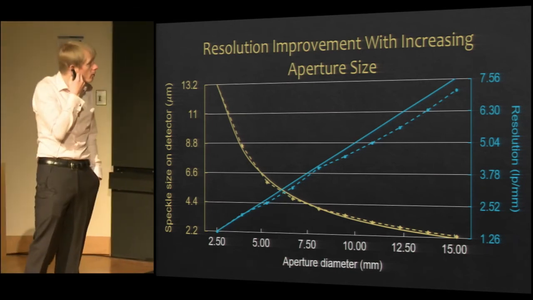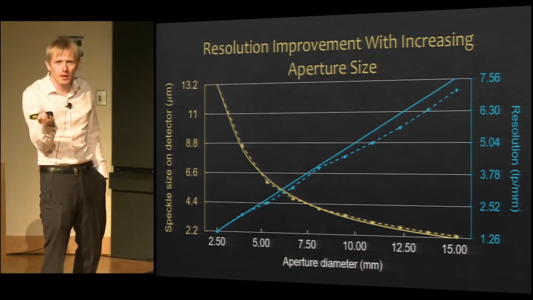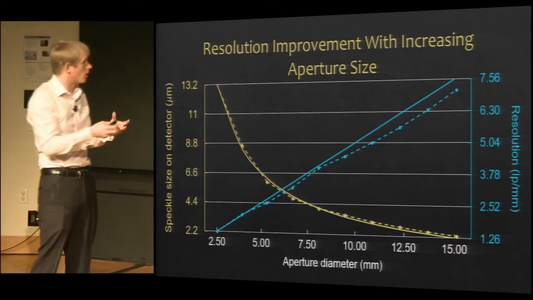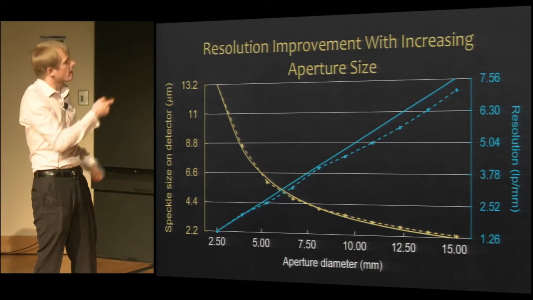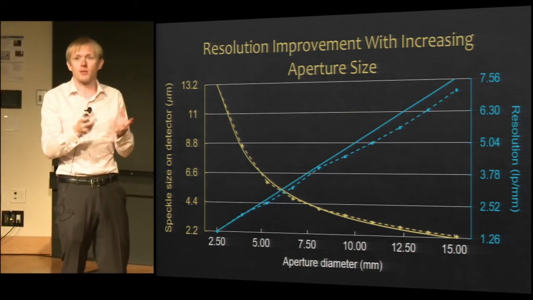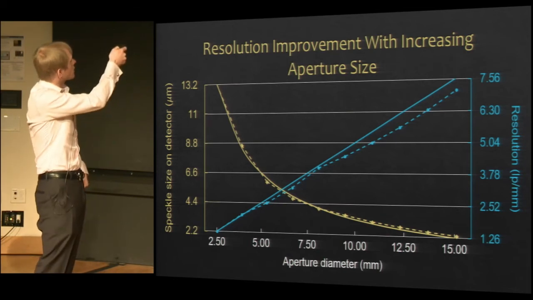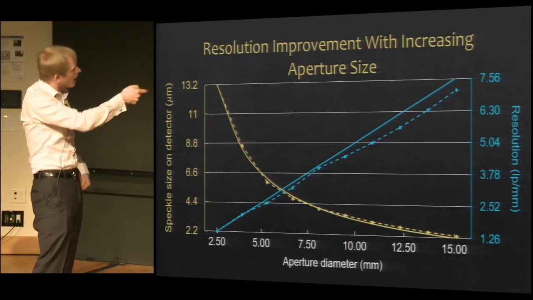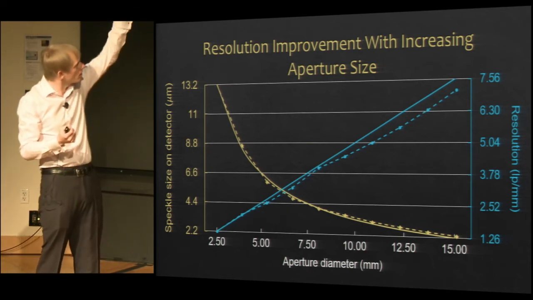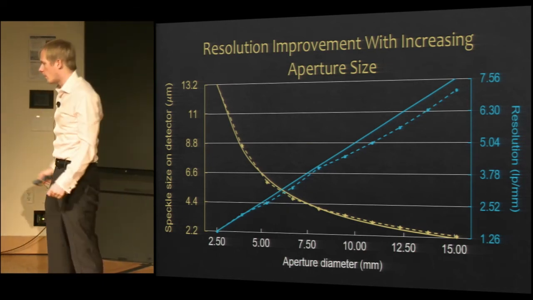And then another way that we can confirm that our resolution gains are realized is that the size of the speckle is also related to the amount of diffraction. So as we increase the aperture, the size of the speckle should decrease, and is inversely proportional, and we find that we track that very well.